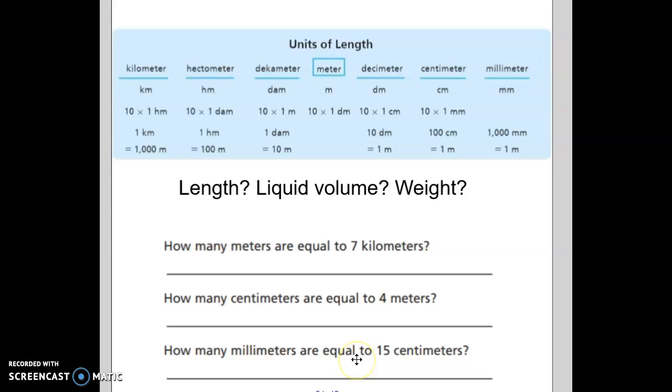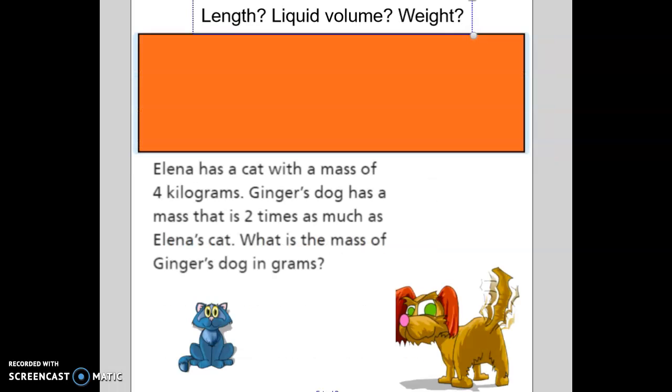Our last question, how many millimeters are equal to 15 centimeters? If I have 15 centimeters, that's 10 times greater than millimeters. So how many millimeters are in 15 centimeters? 15 centimeters times 10. 15 times 10 will tell me how many millimeters are in my 15 centimeters. 15 times 10, and that is 150. Correct.